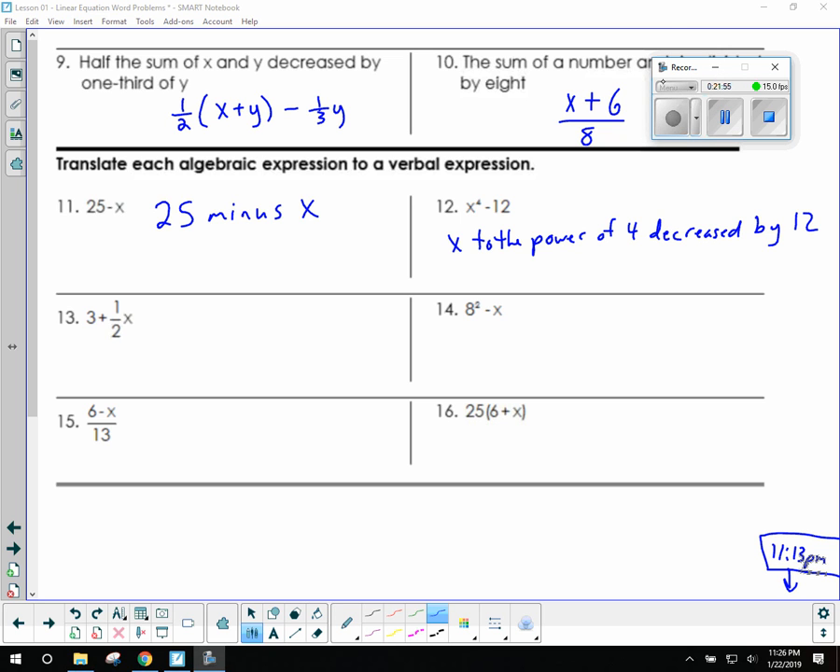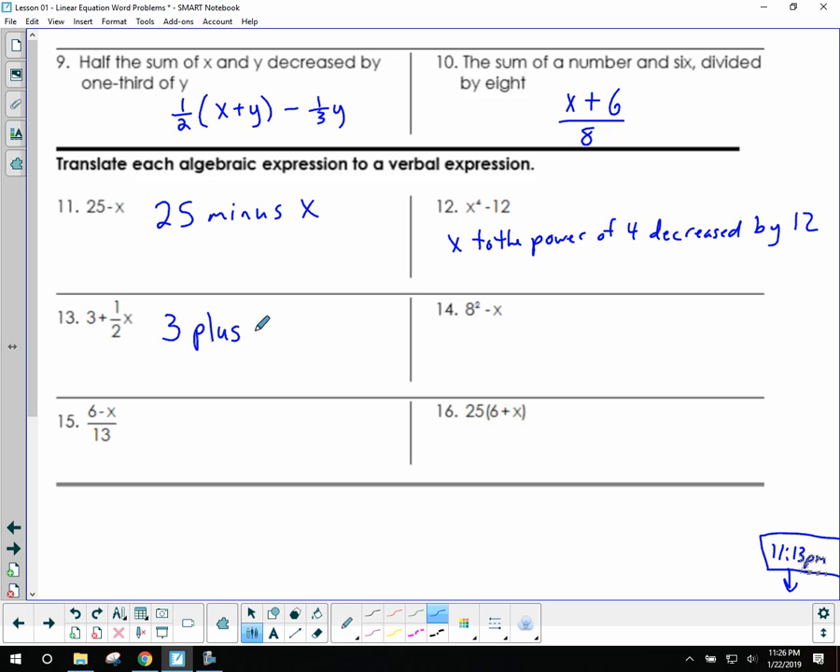13. We got 3 plus half. You know what? Just like you read it. 3 plus half a number. Man, my writing has gotten garbage when it gets late at night.